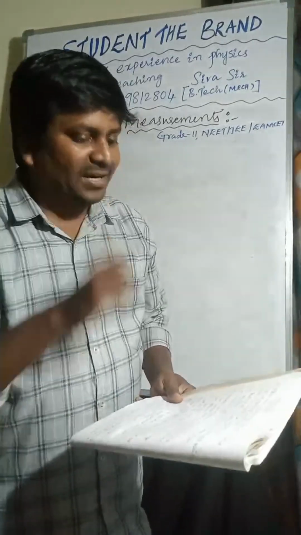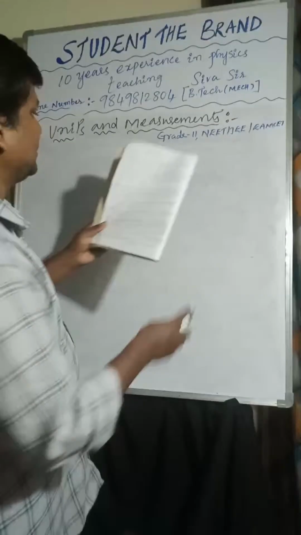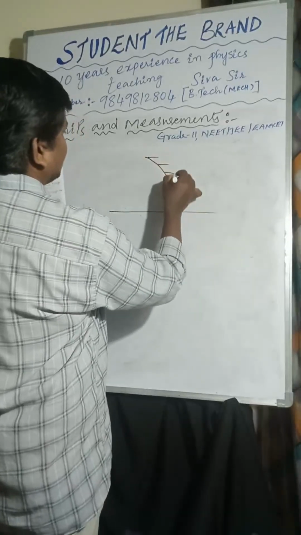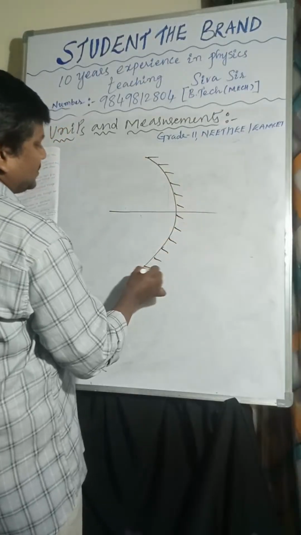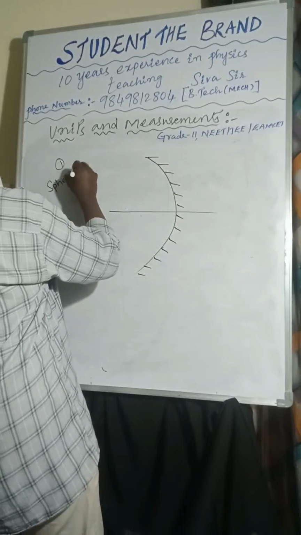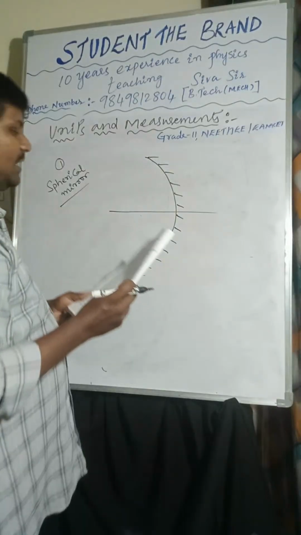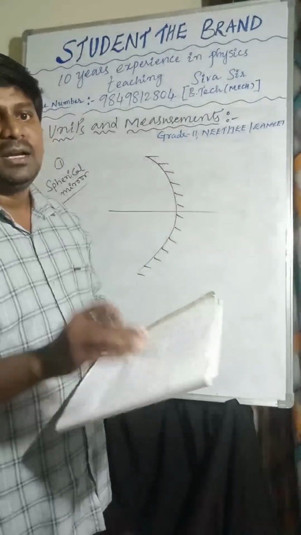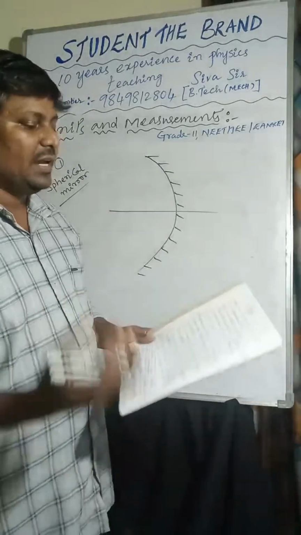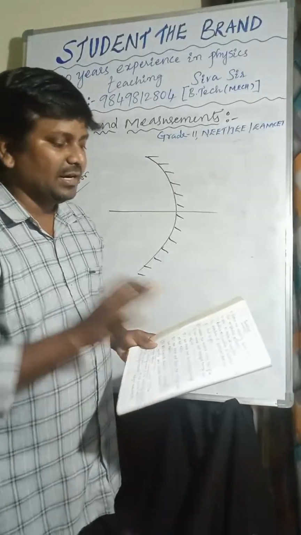Define the following terms in the case of spherical mirrors. One by one I will discuss. I'm taking this spherical mirror I'm considering. Based on this, definitely one question will come in the board exam related to pole, center of curvature, radius of curvature, principal axis, aperture, principal focus, and focal length.